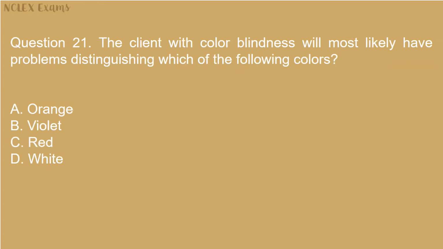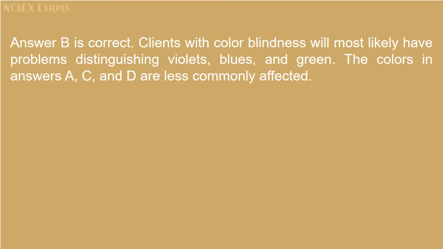Question 21. The client with color blindness will most likely have problems distinguishing which of the following colors? A. Orange. B. Violet. C. Red. D. White. Answer B is correct. Clients with color blindness will most likely have problems distinguishing violets, blues, and greens. The colors in answers A, C, and D are less commonly affected.